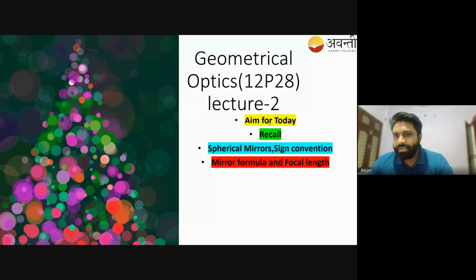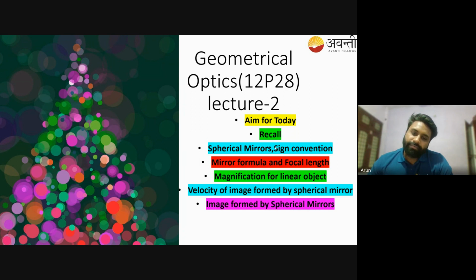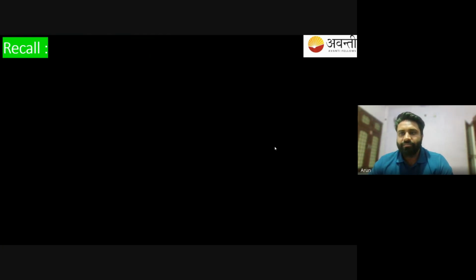After that, spherical mirror and sign convention we will see. Then mirror formula and focal length. Then the magnification of a linear object. It is an important topic also. Then the velocity of image formed by the spherical mirror. I have discussed it for plane mirror; here it is for the spherical one. Now we will study the image formed by the spherical mirror. Okay, this is all we have to do.